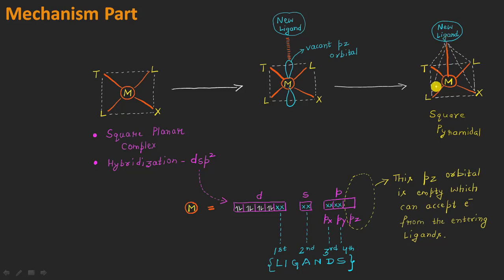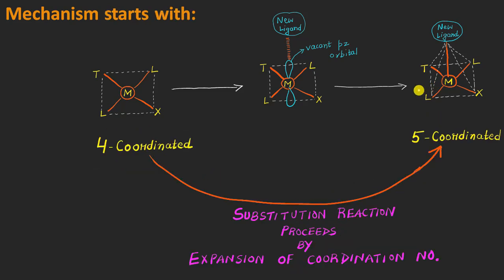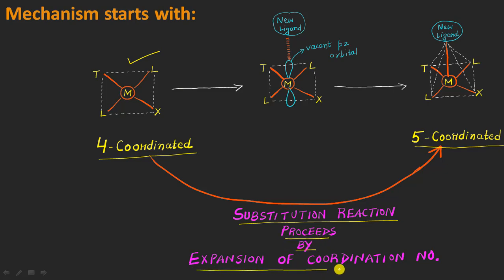So if I erase everything here except the geometries, we will see that from some 4 coordinated complex we are getting actually a 5 coordinated complex here, right? So this means what? That whatever substitution reaction in case of these square planar complexes we are talking about, these actually proceeds by an expansion of the coordination number, which you can see here, okay? Because the coordination number is increasing from 4 to 5 here, so it is what? It is an expansion of coordination.